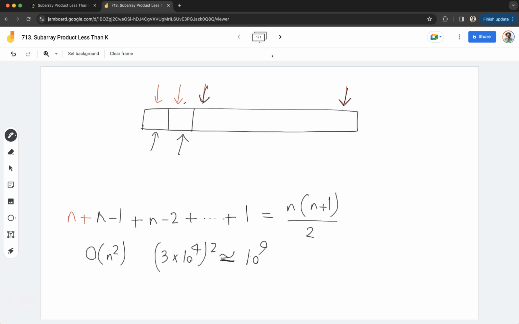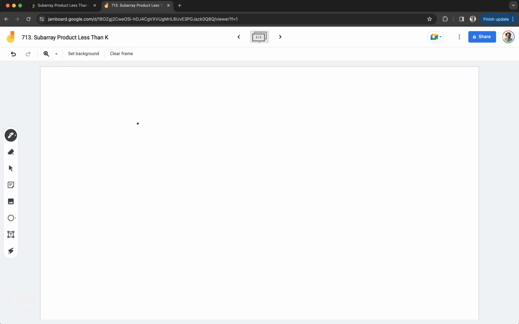But how do we solve this problem? So let's count all of the subarrays that start here, just index 0. How do you count all of the subarrays that start at index 0?